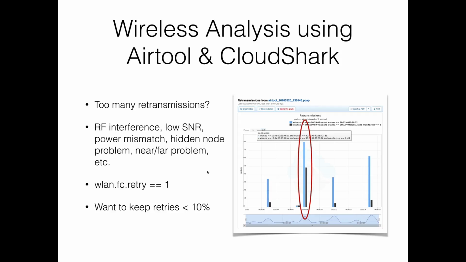This means that your access point is configured to transmit at high power levels, but your client is usually configured to transmit at low power levels. So this power mismatch means that the client can hear the access point, but the access point cannot hear the client. And because of that, you start seeing retransmissions from the client side. Hidden node problem, near far problem, and other problems.